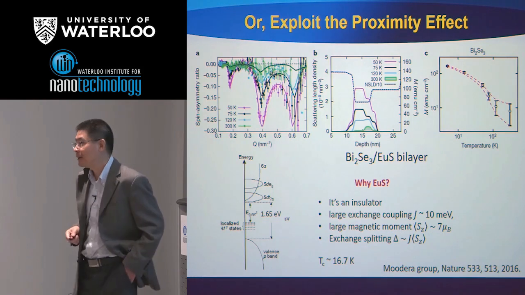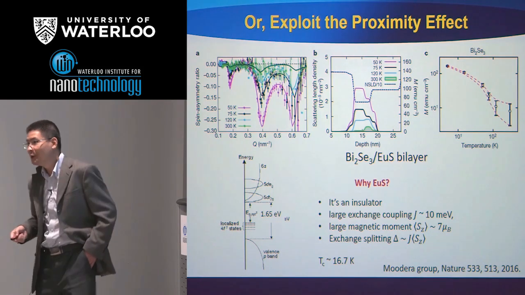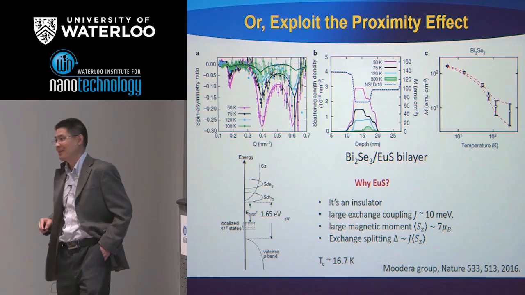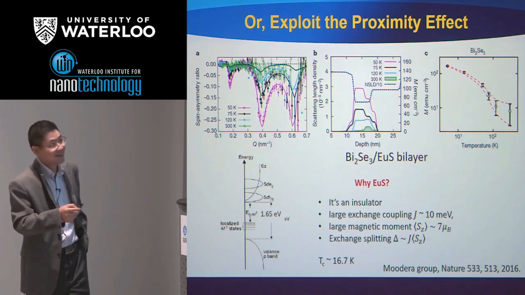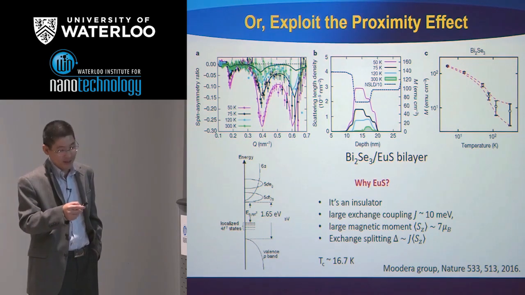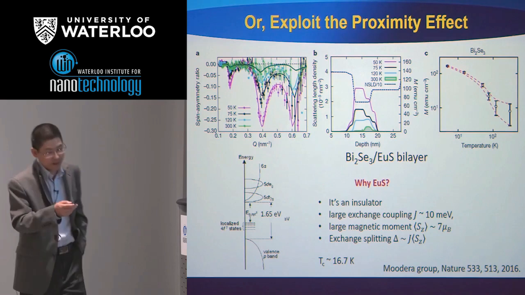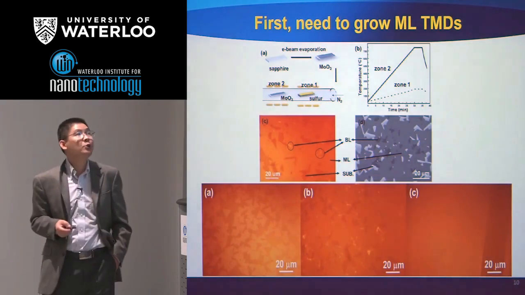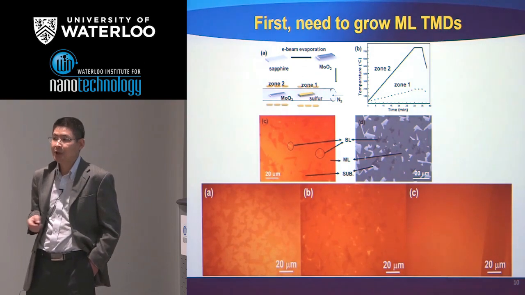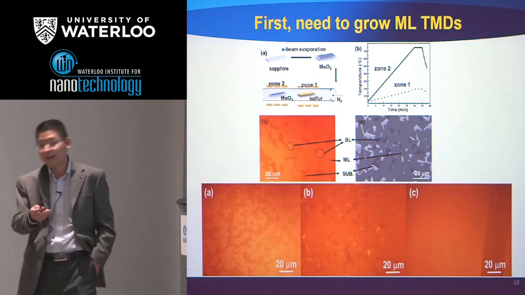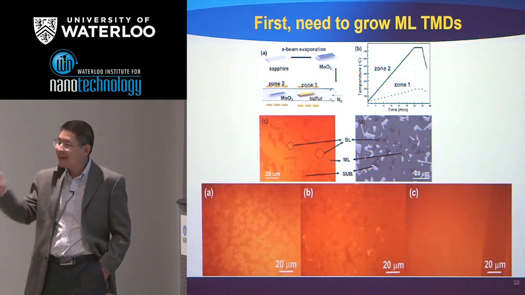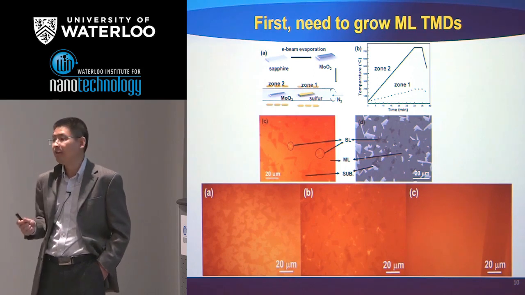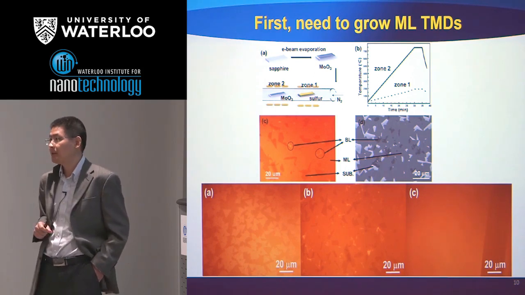Luckily, we have a collaborator from Waterloo who can provide this material. So that actually ended up making our work a success. So first of all, we need to grow these transition metal dichalcogenides, because at that time, the exfoliated samples are too small for our optical measurements.